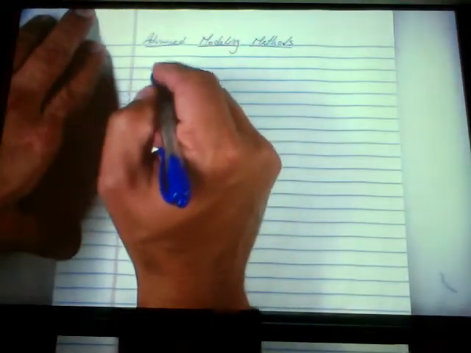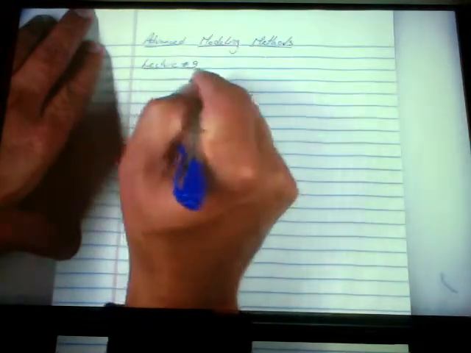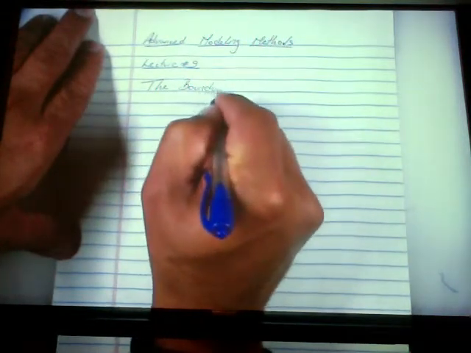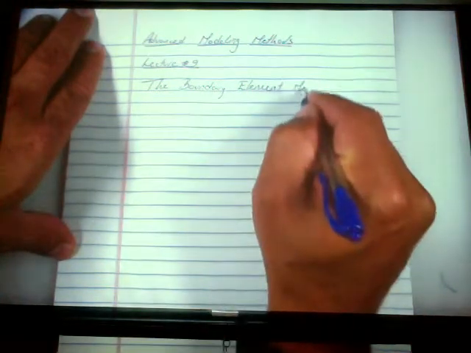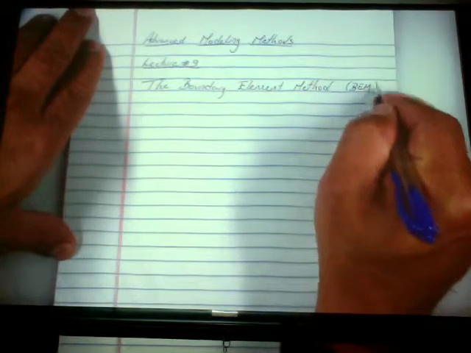And we're going to look at, this is lecture number 9, right? And we're going to start talking about the boundary element method, acronym BM. All right?